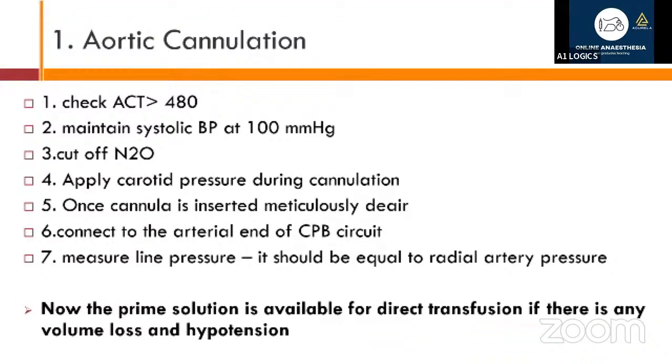And then you have to measure the line pressure. Line pressure means the aortic pressure through the aortic cannula is measured by the perfusionist. It should be equal to the radial arterial pressure. If it is not equal, it means the cannula is not in position, or it might have dissected the aorta.